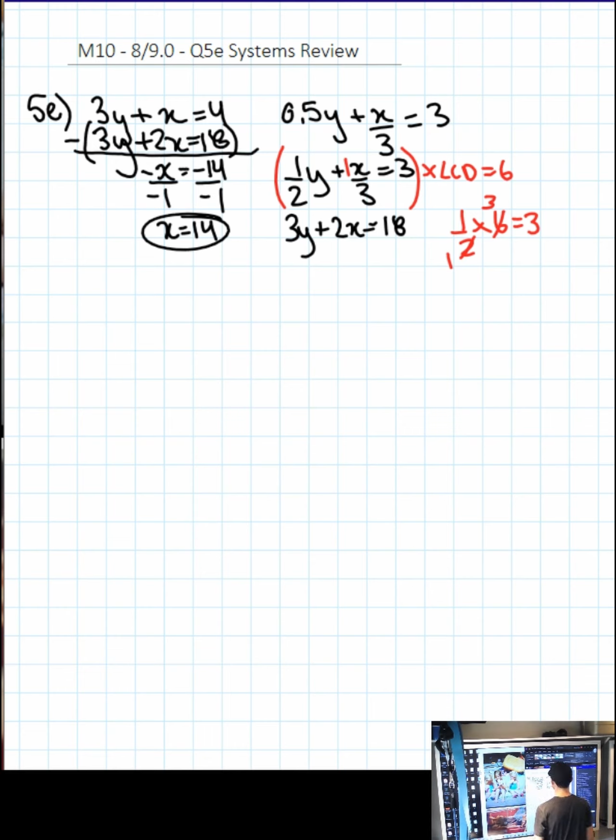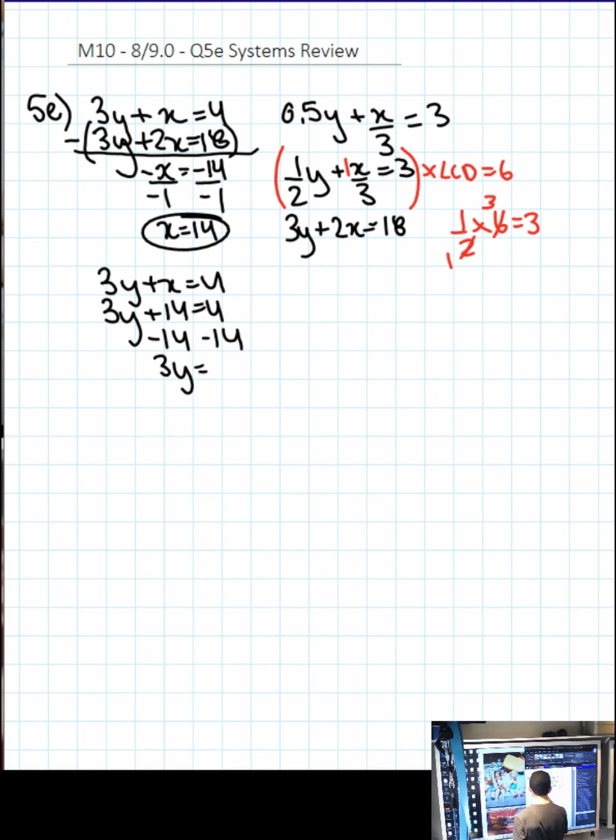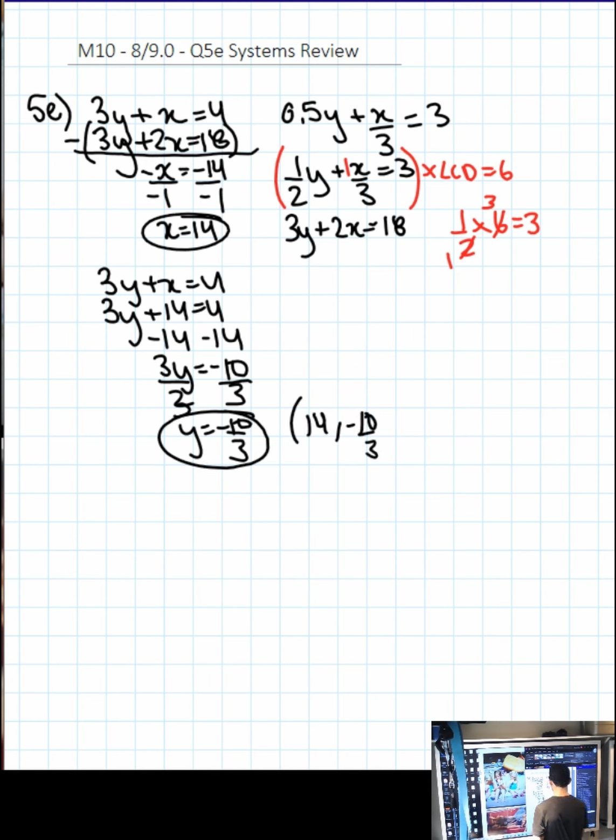Okay, what's y? Well, let's take the easier of the two equations. I like the equation on the left better, so I'm going to start with that one. 3y plus x equals 4. Taking our x value of 14 and substituting it, 3y plus 14 equals 4. Subtracting 14 from both sides, 3y equals negative 10. Dividing both sides by 3, y equals negative 10 over 3. It's a fraction, whatever. So we have our point, 14 comma negative 10/3. Circle your answer.